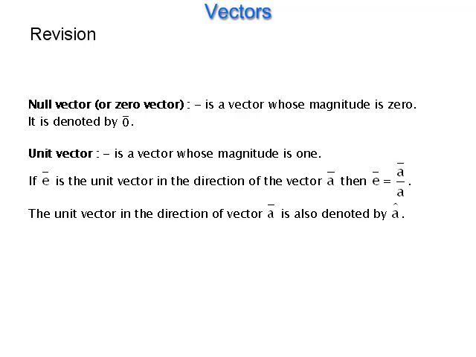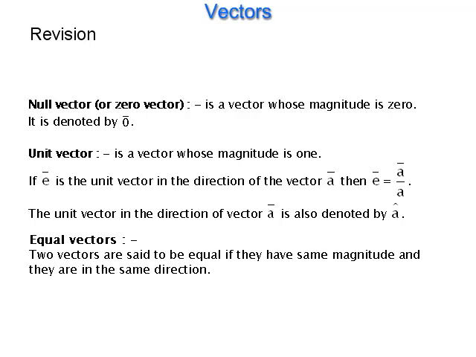A vector whose magnitude is 1 is called a unit vector. If E bar is the unit vector in the direction of the vector A bar, then E bar equals A bar upon A, where A is the magnitude of the vector A bar. The unit vector in the direction of vector A bar is also denoted by A cap.